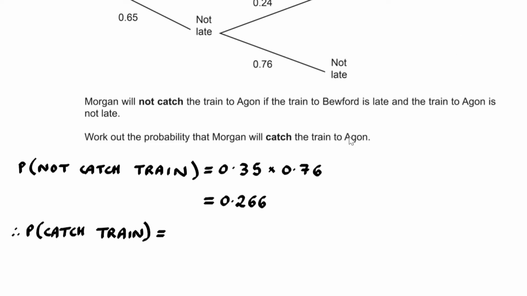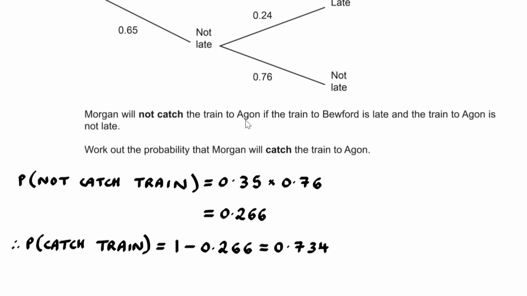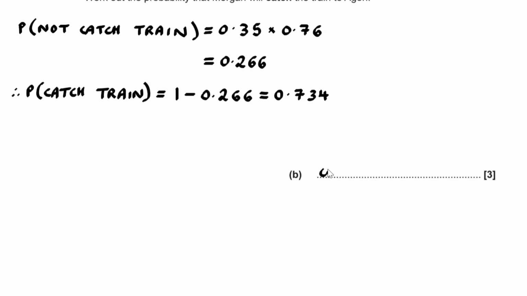So the probability that they catch a train will equal 1 subtract 0.266, and if we work this out, we get 0.734. So our probability then is 0.734.